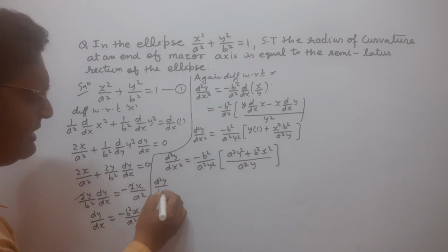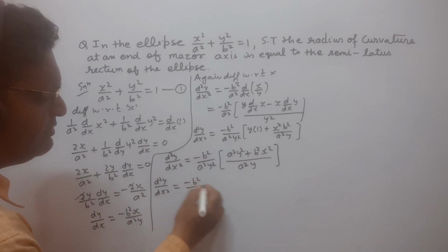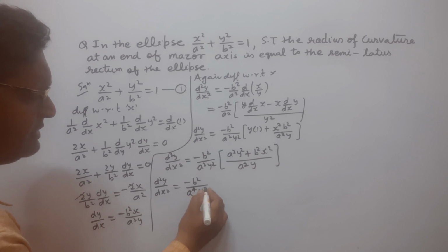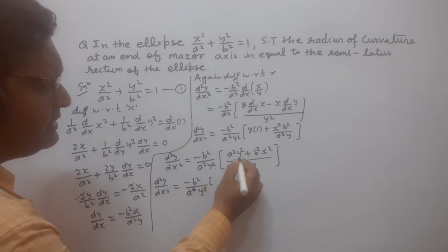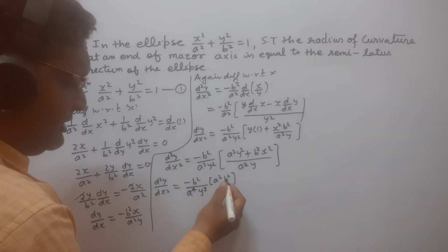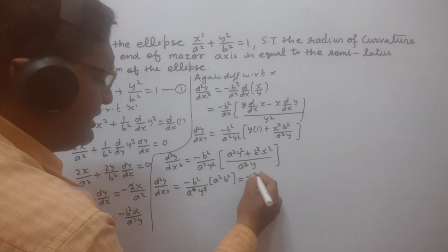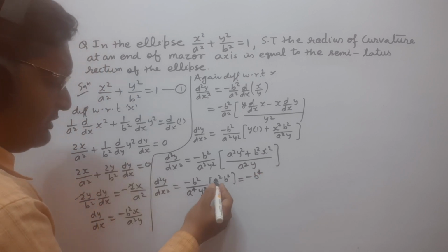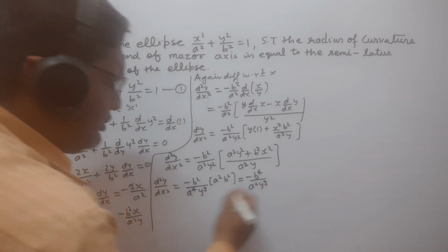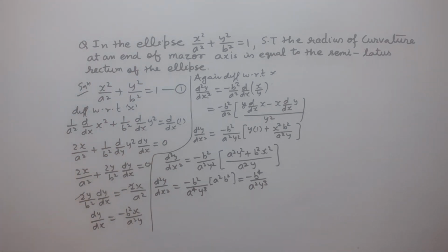So we put here d2y by dx2 is equal to minus b square upon this a square multiplied, so we get a power 4, and this y square multiplied by y is y cube, and this is equal to a square b square. Now this b square multiplied by this b square we get b to the power 4, and this a square is cancelled by this a power 4, we get a square y cube. So the value of d2y by dx2 is equal to minus b to the power 4 upon a square y cube.